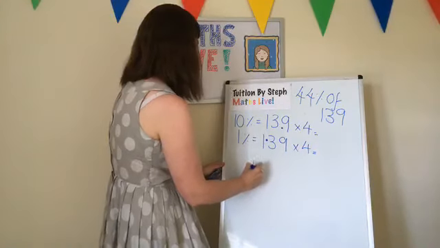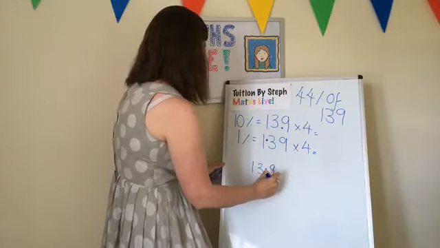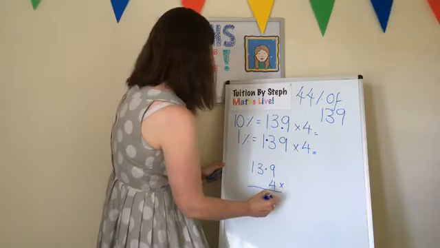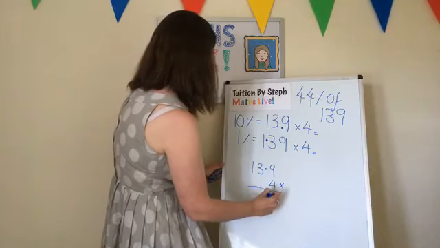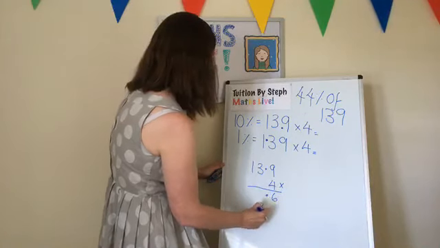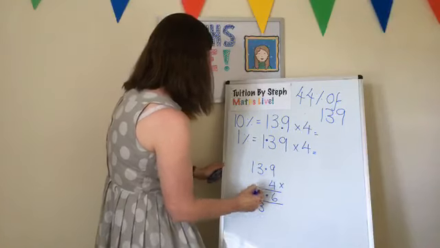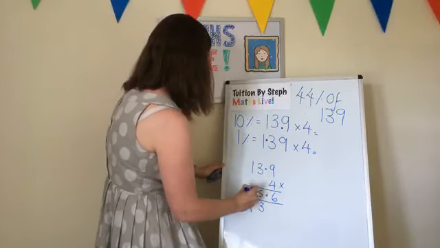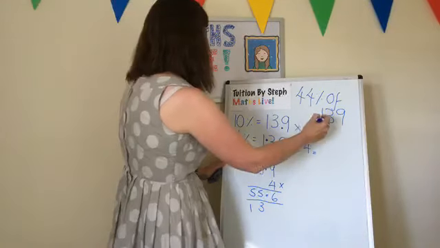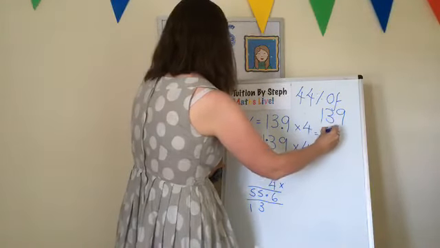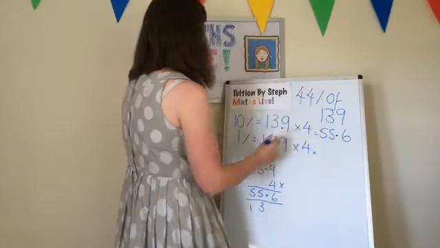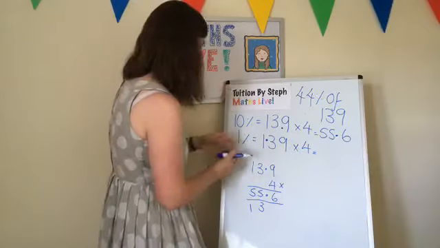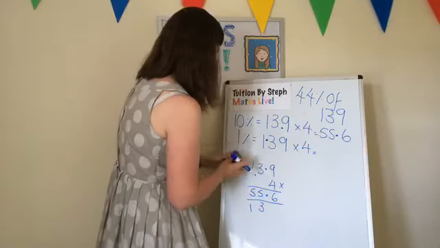So let's do 100 times by 4. So 9 4s are 36. Let's think then. 4 3s are 12, 13, 14, 15. 1 4 is 4, 5. So 10% of 13.9 is 55.6. So I've got my 40% now. I'm sorted, I've got my 40%. And now I can just move the decimal point here, can't I?